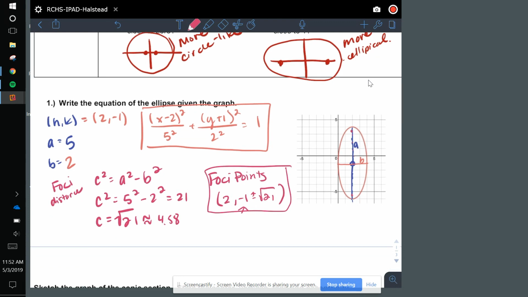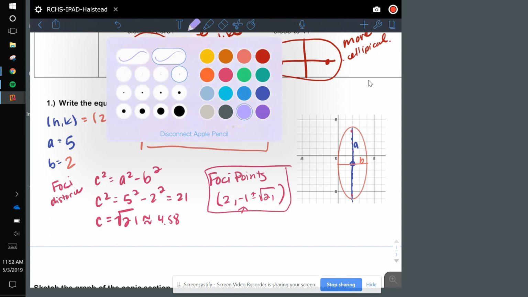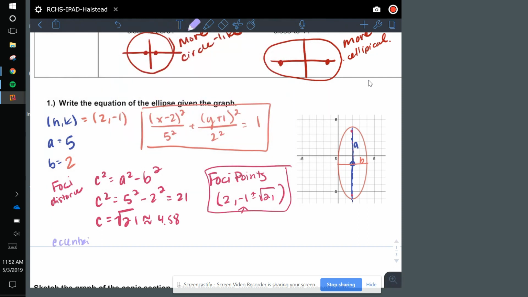Okay. And then our eccentricity. So this tells us a little bit about our shape. So e is equal to the ratio of c over a. I know c is equal to root 21 and a is equal to 5. This gives me a value of 0.92. Is that close to 0 or is it close to 1? We are close to 1. So the ellipse is very stretched, we'll say.